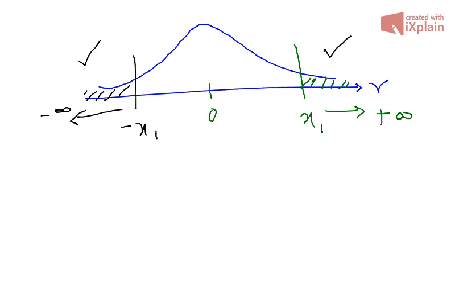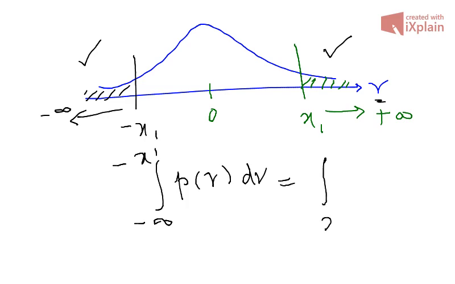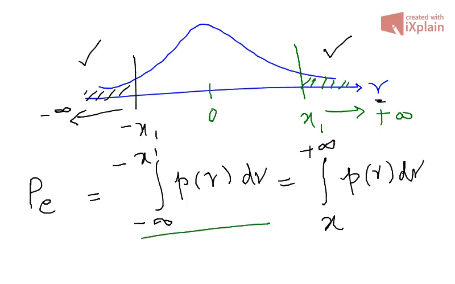So we can also write that the integral of this PDF, we have taken r here, from minus infinity to minus x1 is equal to the integral from x to plus infinity dr, right? And our probability of error expression is in this form, which is the same as this one, and this can be written as, sorry, this is x1, this can be written as Q of x1.